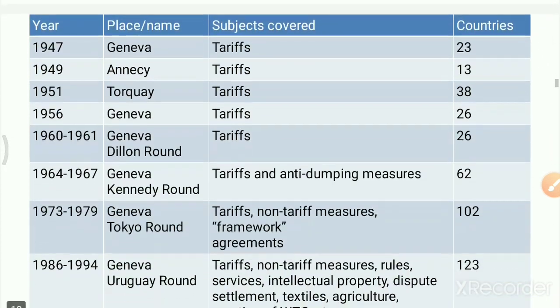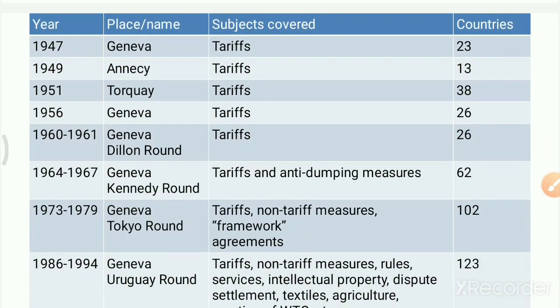This is the summary of all the rounds. The first round took place in 1947, and the last round took place at Geneva, known as the Uruguay Round, and it led to the formation of the WTO, that is World Trade Organization, the youngest organization of all, due to which nowadays there is tremendous liberalization in trade.